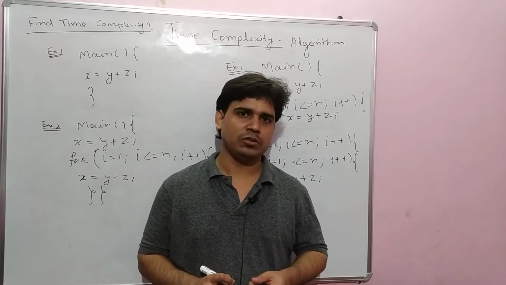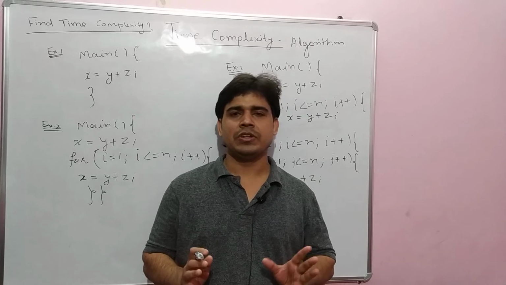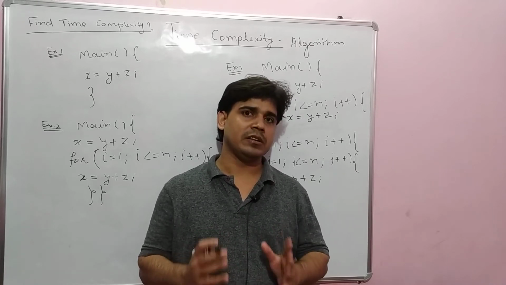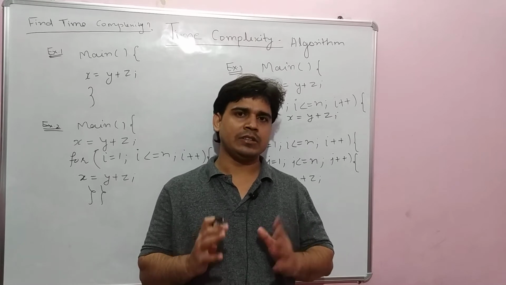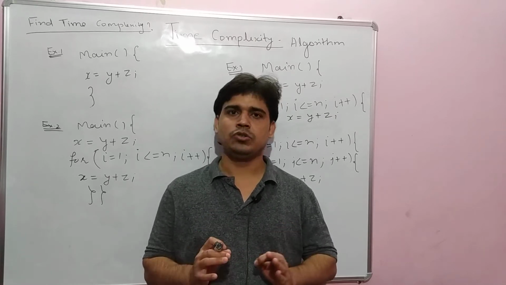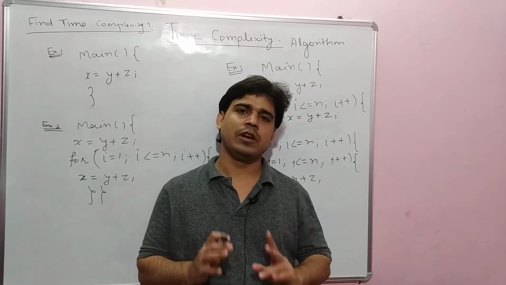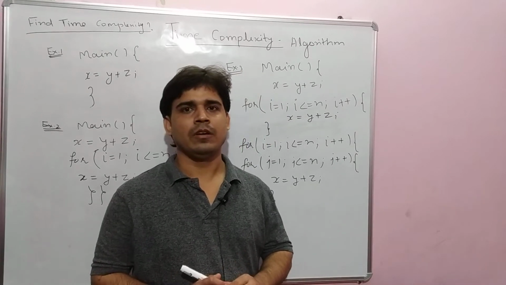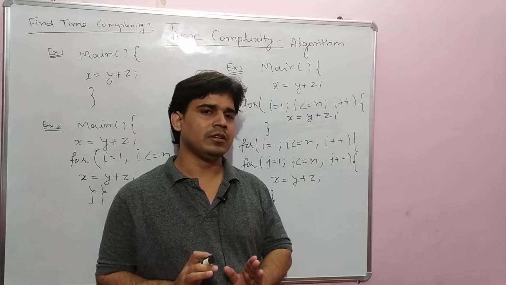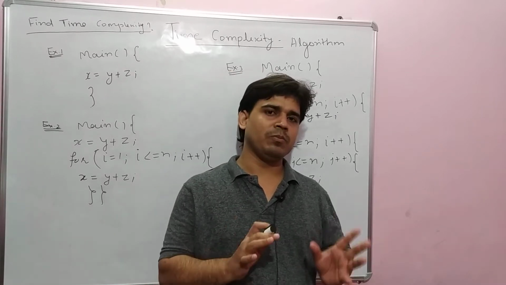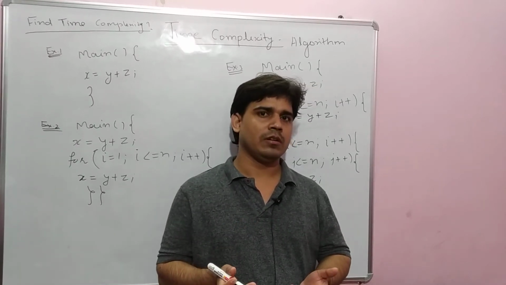Today we will discuss what an algorithm is and what the properties of an algorithm are. An algorithm is basically a sequence of finite steps to solve a particular problem, and it has some properties: it should terminate after finite steps, it should produce at least one output, and it is independent of programming language.